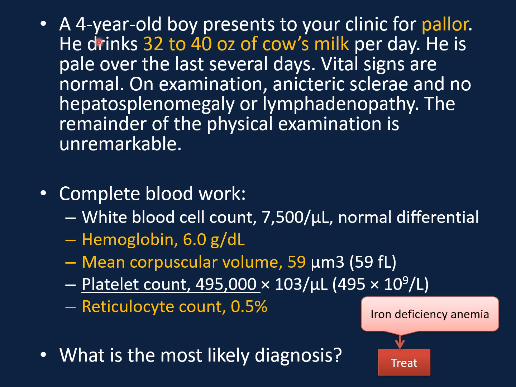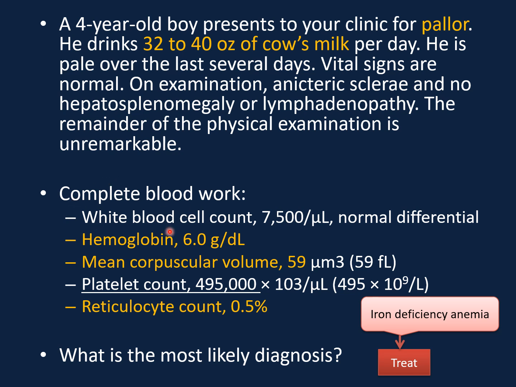The key point in this case is a 4-year-old boy who is pale and drinking a large amount of cow's milk. Cow's milk can cause direct injury to the intestinal mucosa with continuous microscopic blood loss in the stool, and over time this can cause anemia. On physical examination, there is no jaundice to suggest hemolytic anemia as a cause. Also, the rest of the exam is normal.